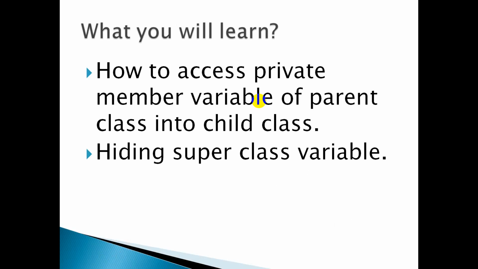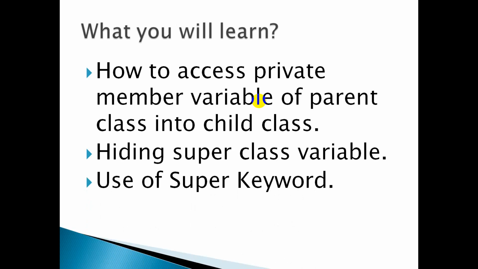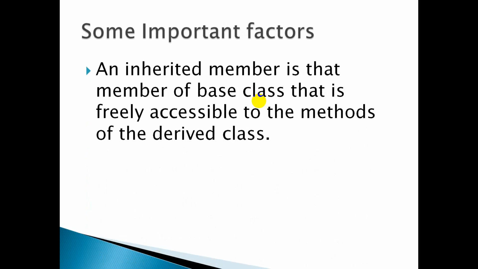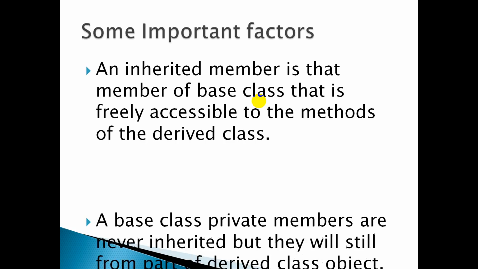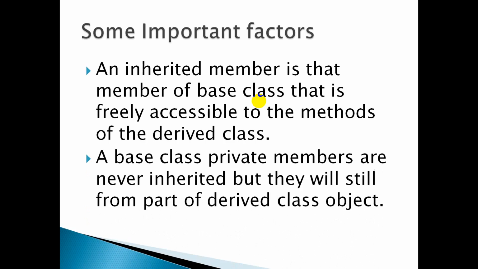The second thing we will learn is hiding superclass variables and the use of the super keyword. I'm not discussing the super keyword very much, but we will discuss a little bit how we can use it. Some important factors have to be considered in this video. An inherited member is a member of the base class that is freely accessible to the methods of the derived class. For example, if you want to access a base class method in a derived class method, you can do this very easily. Second, base class private members are never inherited, but they will still form part of the derived class object. I will demonstrate it, don't worry about that.